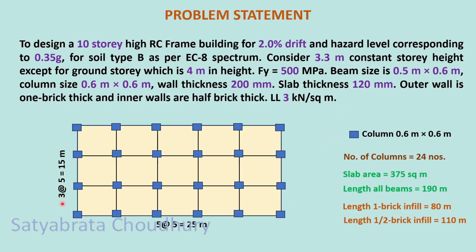So here is our plan, which is 3 spans of 5 meter and 5 spans of 5 meter. So it is a rectangular building with a regular plan. Number of columns we can identify, then slab area we can calculate, length of beams we can calculate, and wall length we can calculate. These are the infill lengths. Wall means infill wall.